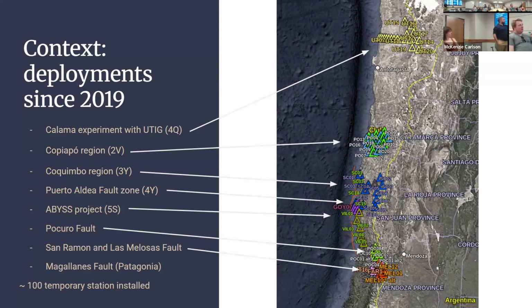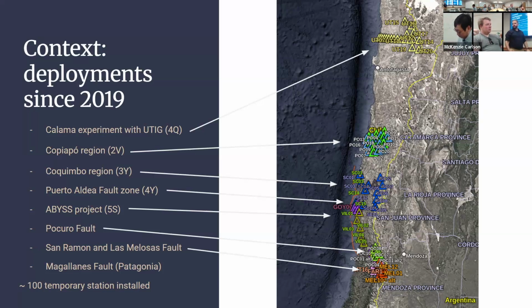The Tongoy experiment, Puerto Aldea, it's a fault. So we had like 10 stations in a very small area of 50 kilometers by 20 kilometers near the coast. It's a very interesting fault zone that we wanted to study. Then we did an experiment on the Pocuro fault, which is a superficial fault close to Santiago. Santiago is just there, so Pocuro is just up north.